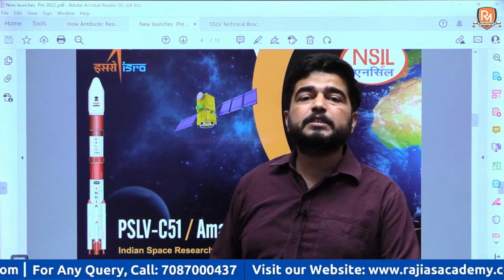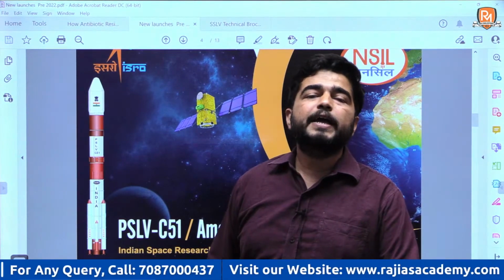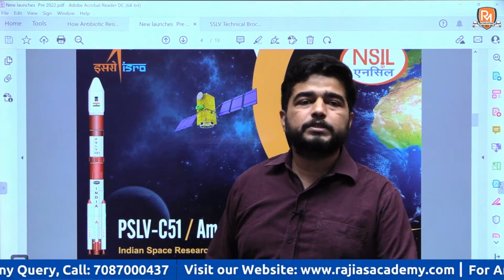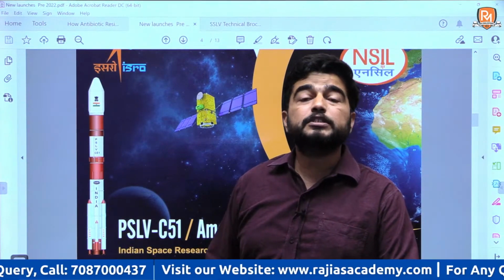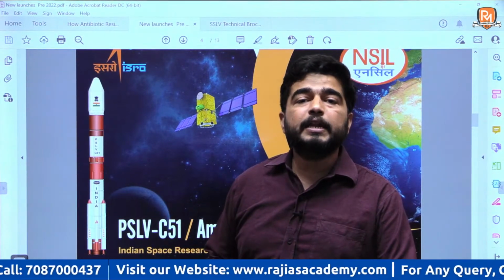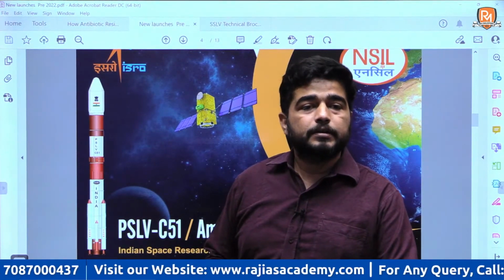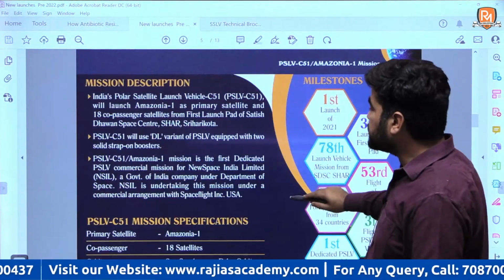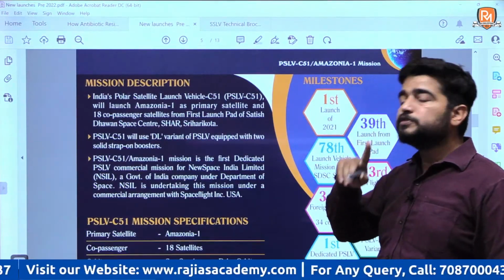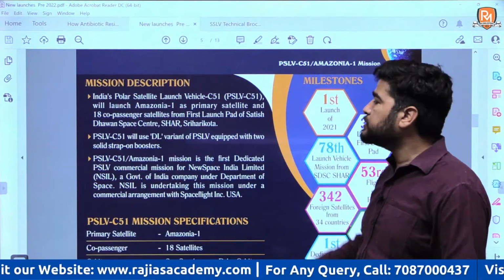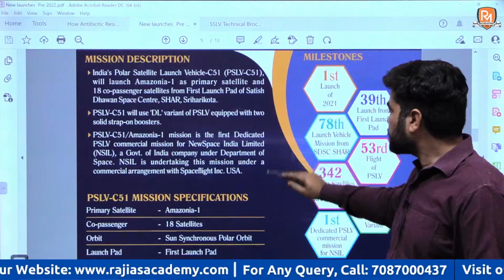This was the first satellite launched by NSIL, the commercial branch of ISRO. Fine. This is a commercial branch of ISRO which launches satellites for other commercial purposes. The main satellite here was Amazonia 1.